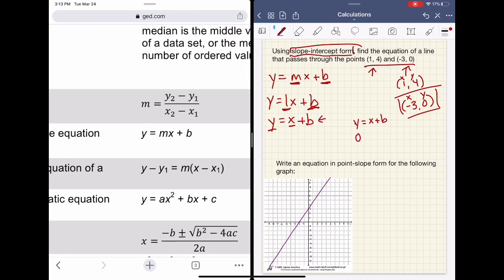So 0 equals negative 3 plus b. Okay, so we would just add 3 to both sides to isolate that b, and 3 is equal to b. So we know that the b in our equation should be 3. Just in case, just to check our work here, let's go ahead and do it with the other point as well. So we have y equals mx plus b, and then let's plug this x and y coordinate in.